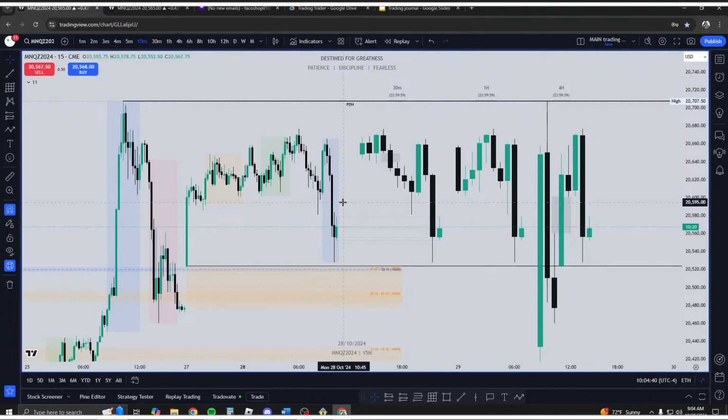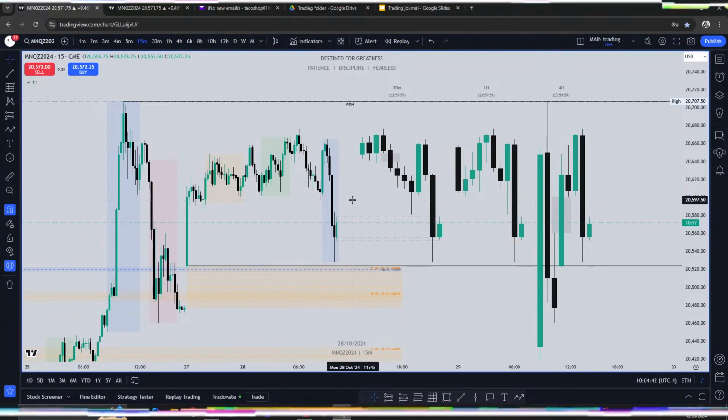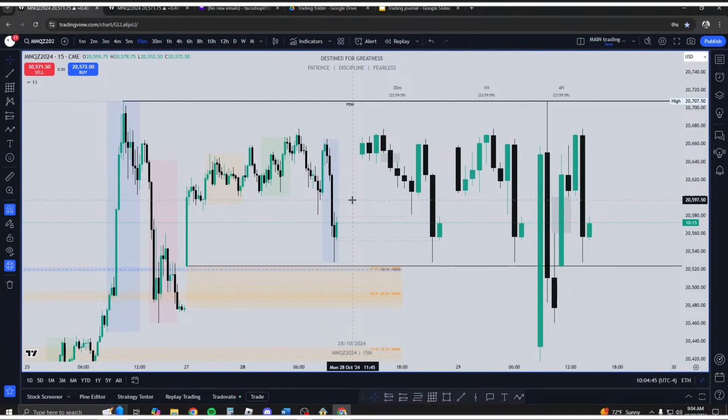Really want to see if we can get a retracement back inside this 15-minute fair value gap here. Being patient and allowing prices to do their thing.